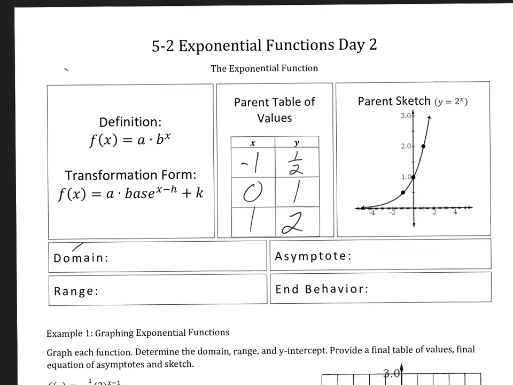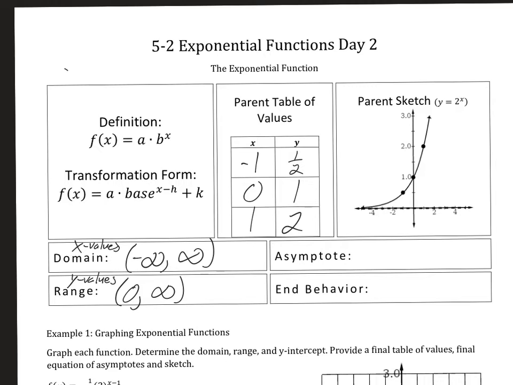Domain. What does domain mean again? Domain is my x values. So, what are my x values here? Well, it looks like it goes off on the left forever, so -infinity, and then it goes off to the right forever, so to +infinity. What do you think is happening for my range? That is my y values. Well, it looks like it goes all the way down to 0, but it never touches it. So I'm going to say 0, and then it goes up forever.